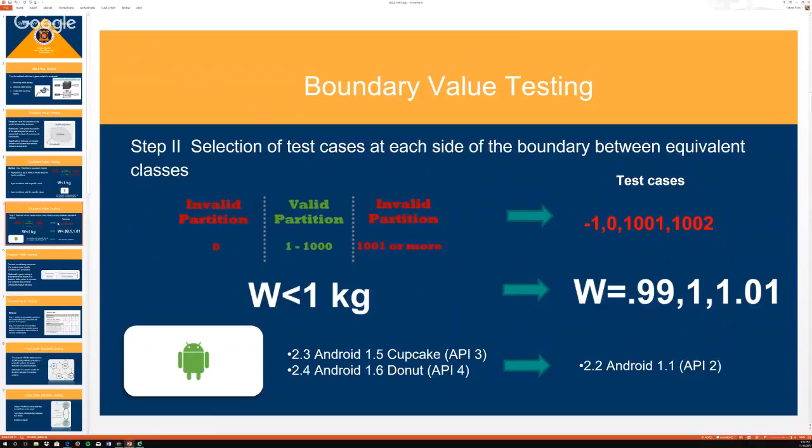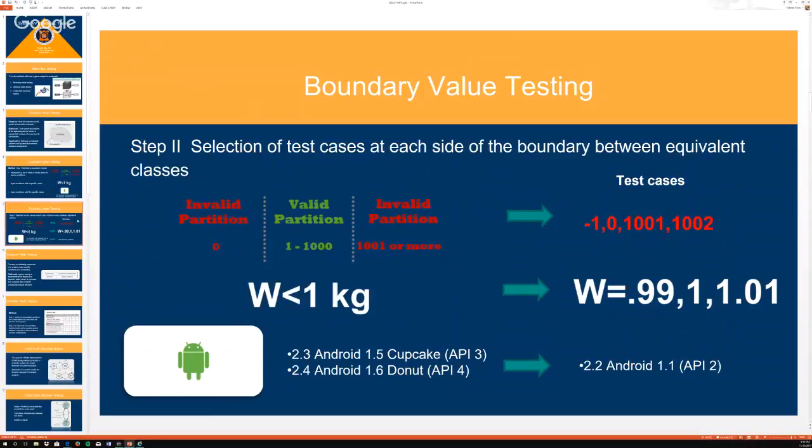Another way is with the weight of the drone, also by defining values like 0.99 or 1.12 or something like that. And it's the same logic for the Android versions. So let's see what happens with the system if we put in the next version after the one that we are going to use. So this is what the boundary value testing looks like.